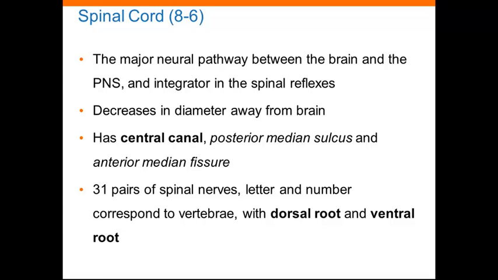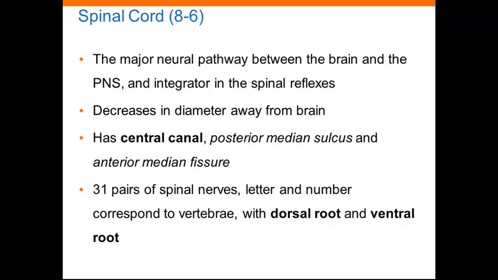The spinal cord is the major neural pathway between the sensory impulses to the brain and the motor impulses from the brain. It can also integrate information on its own and control spinal reflexes and automatic motor responses. The cord diameter decreases as it gets farther from the brain, except for the cervical enlargement and the lumbar enlargement. That's where numerous nerves are going to supply the upper and the lower limbs.